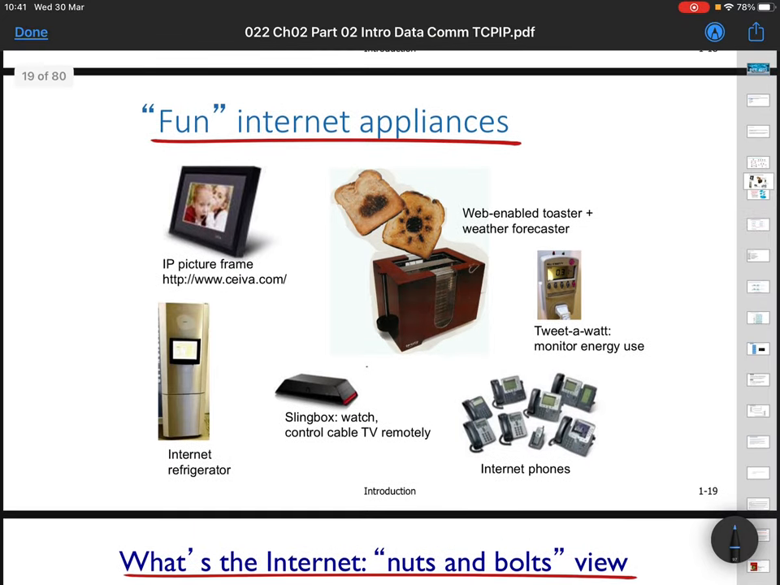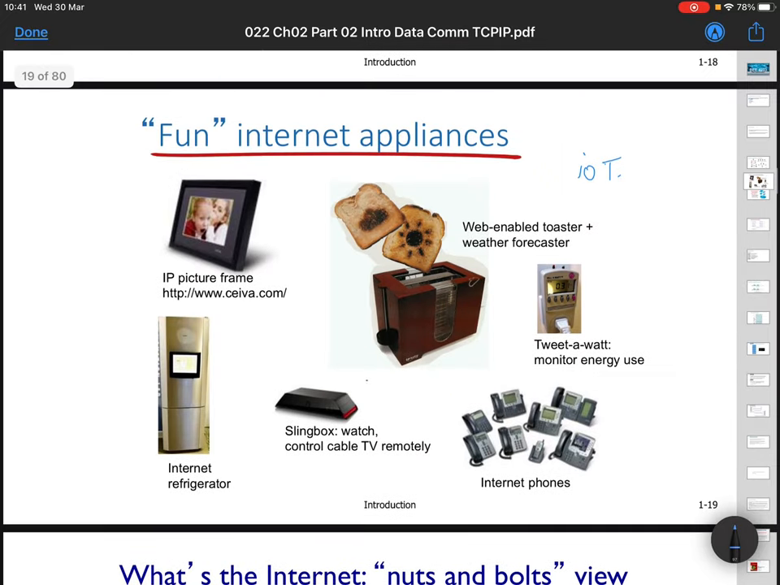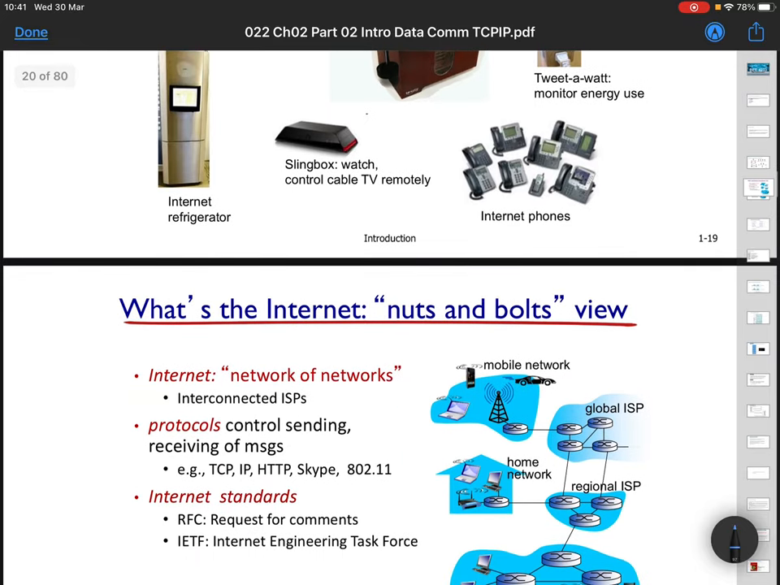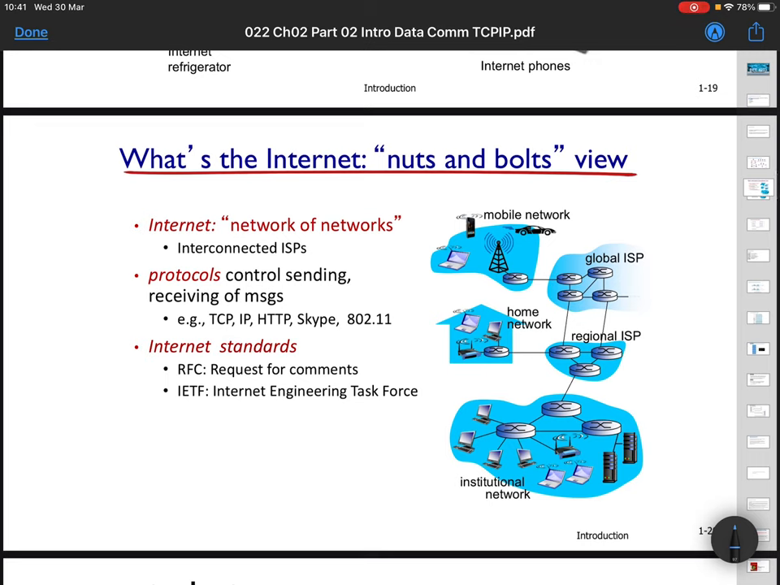Okay, fun internet appliances. At the moment we know this as IoT, Internet of Things. So you have an IP picture frame, web-enabled toaster and weather forecaster, tweeting sensors that monitor energy use, internet phone, and so on and so forth. These are examples only. Now we have more devices connected to the internet, known as the Internet of Things. So the internet is a network of networks, interconnected ISPs. Protocols control sending and receiving of messages, such as TCP, IP, HTTP, Skype, and so on.